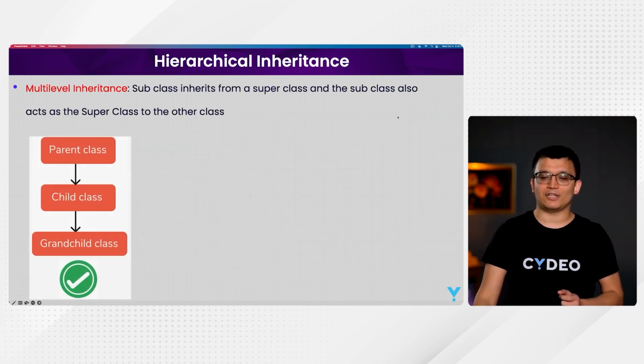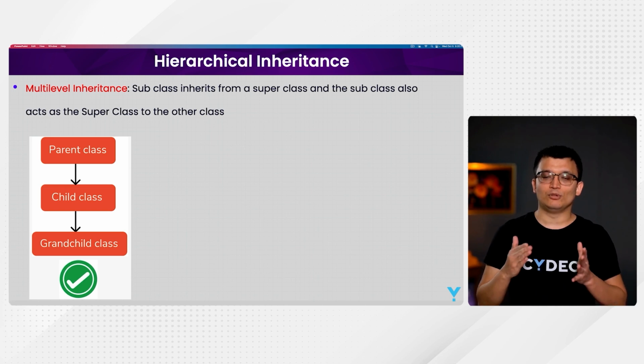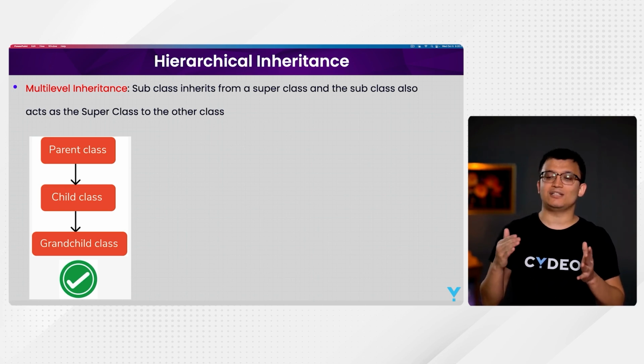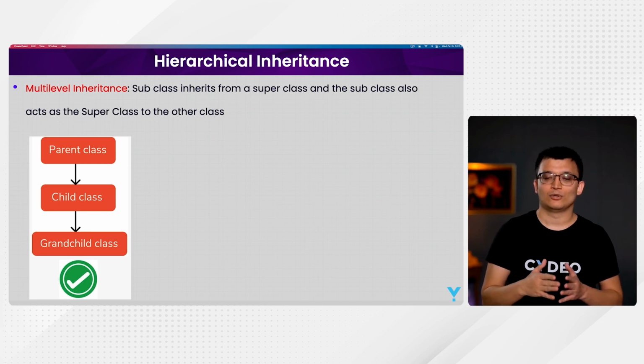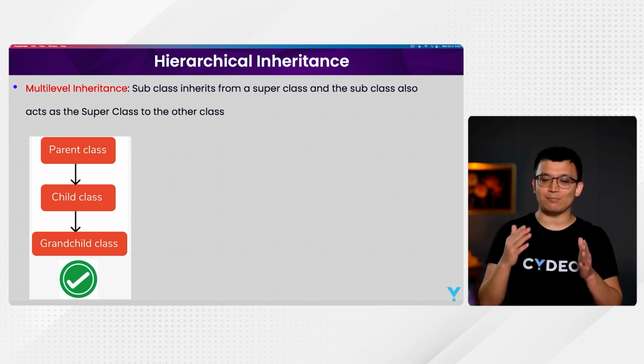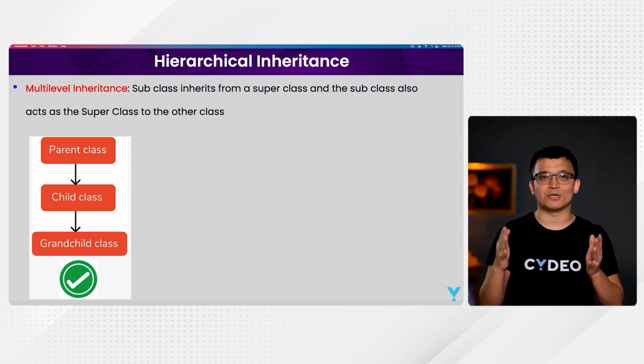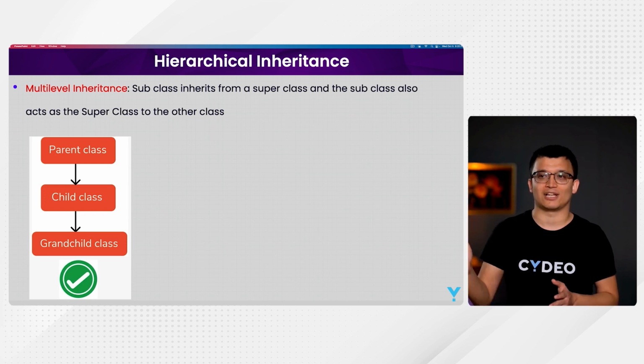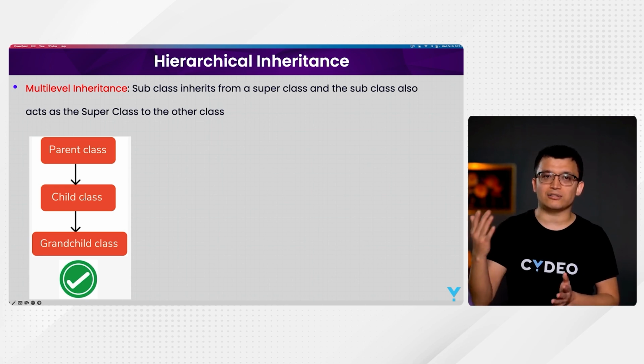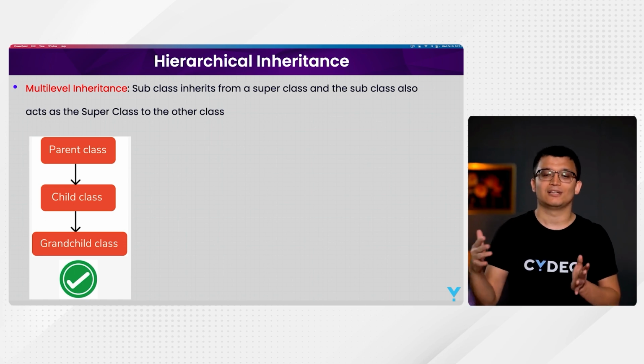And then we have the multi-level inheritance. So multi-level inheritance means the subclass inherits from a superclass. First of all, one subclass inherits from a superclass, and at the same time, the subclass also acts as the superclass to the other class or classes. Okay. So if one class is inheriting another class, then there is a parent and child relationship. But if the child class is also inherited by another class, then it is known as multi-level inheritance.